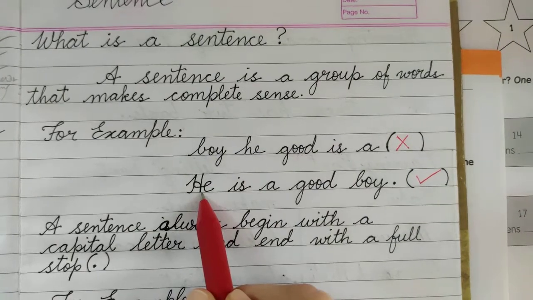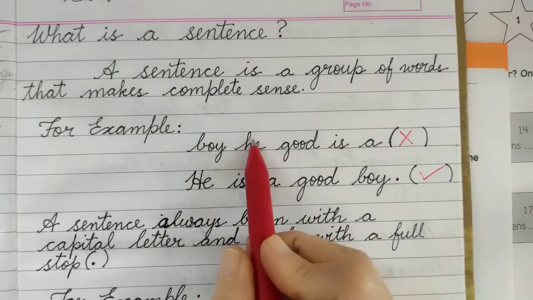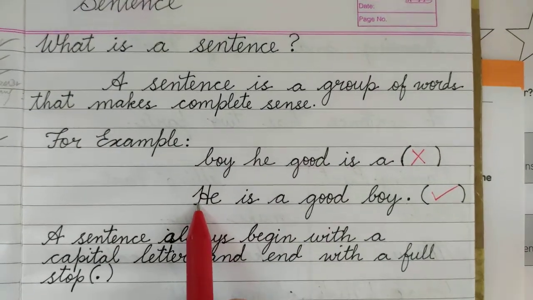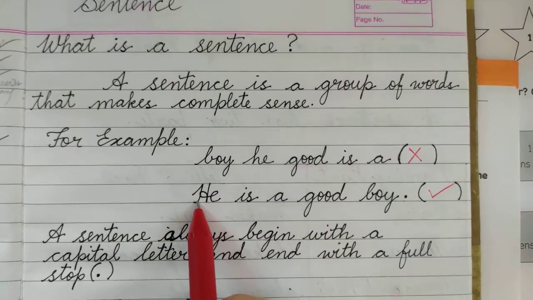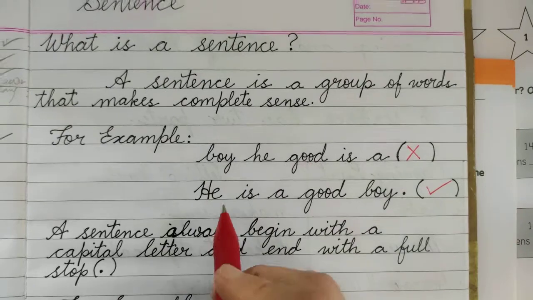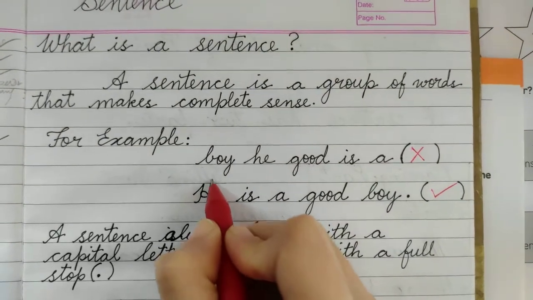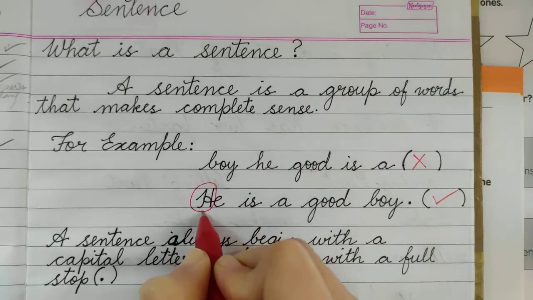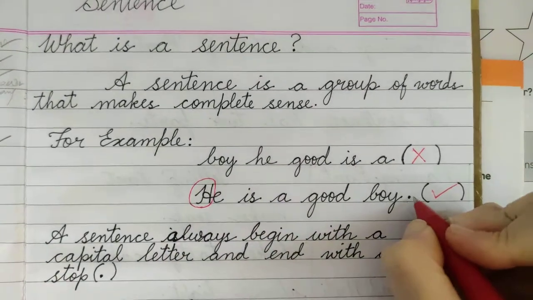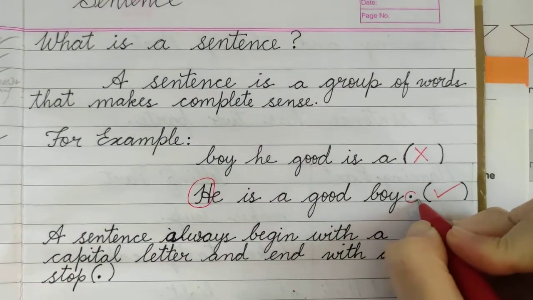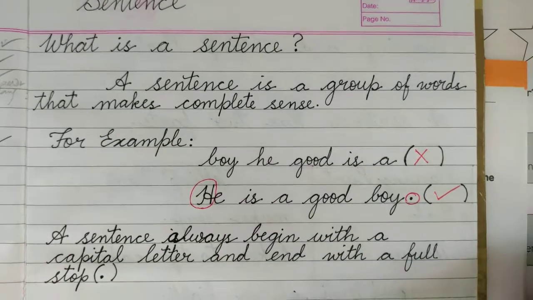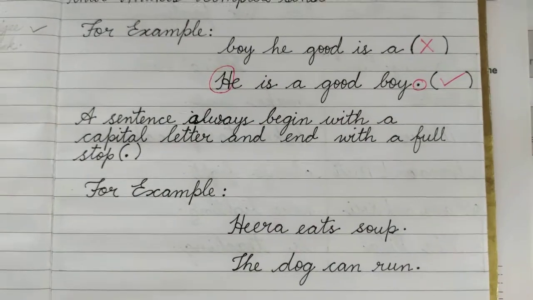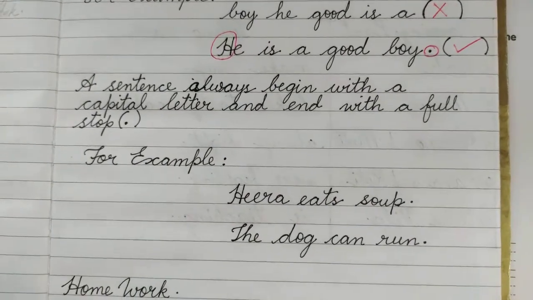Now also a sentence always begins with a capital letter and ends with a full stop. Now if you look here, you must be wondering why all these words up here are in small letters, but why Miss is writing a capital letter here? Because a sentence always begins with a capital letter, means a big letter, okay? It always begins with a capital letter and always ends with a full stop. Do you understand, students?